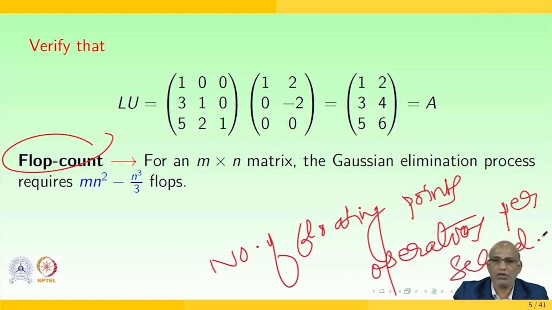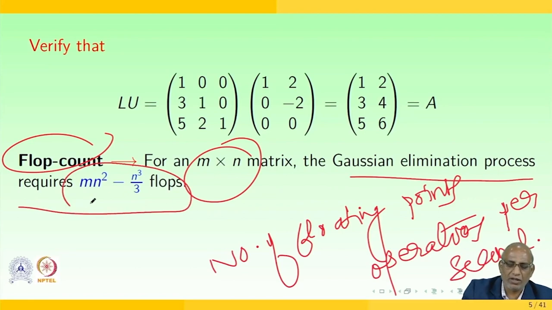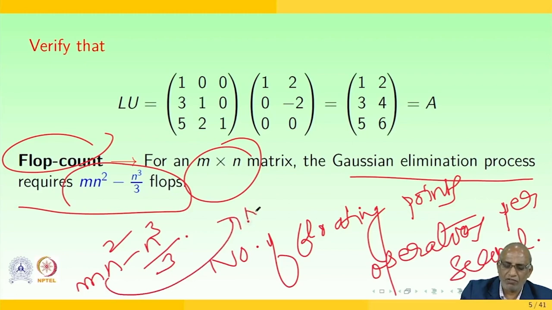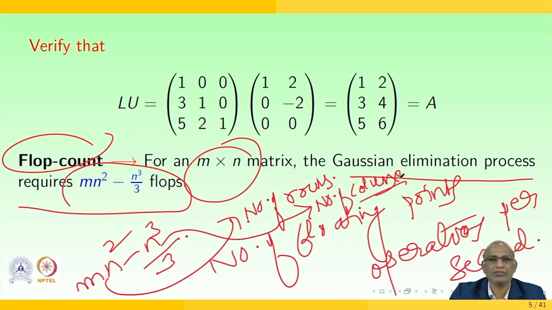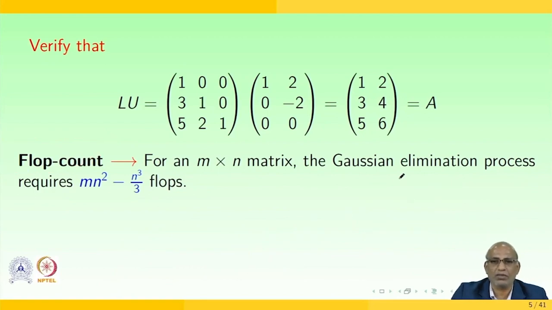Number of floating point operations per second. Since the matrix is 3 by 2, the Gaussian elimination process requires mn² minus n³ by 3 operations, where m is the number of rows and n is the number of columns. Number of rows and number of columns.